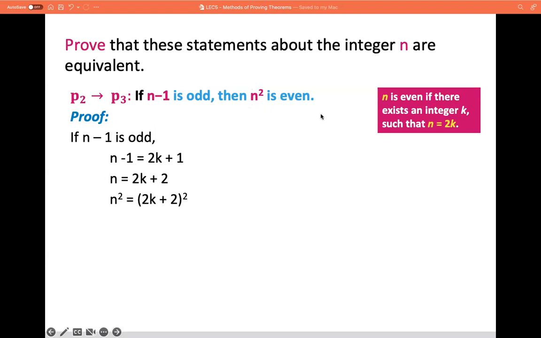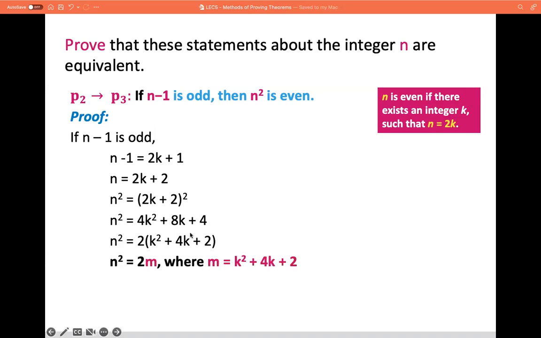now proving that n squared is even. This will evaluate to 4k squared plus 8k plus 4. And factoring out the 2, we arrive at 2 times k squared plus 4k plus 2, wherein we can rewrite it into the form n squared is equal to 2m, where m is equal to k squared plus 4k plus 2. Since this has the form of an even number, we have proven that n squared is even given that n minus 1 is odd.